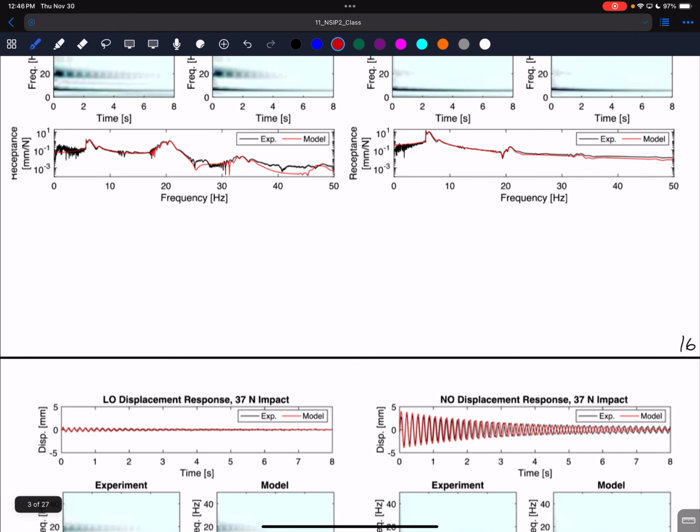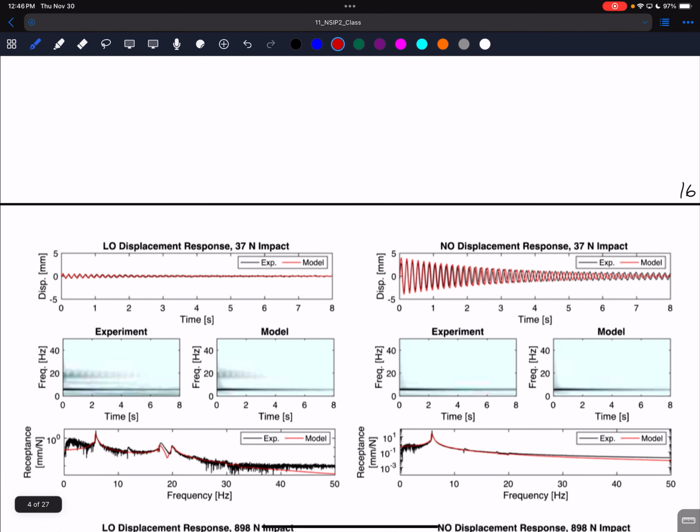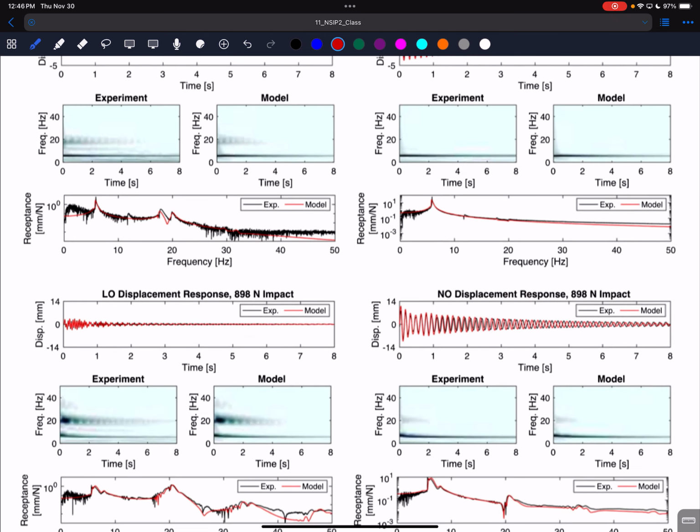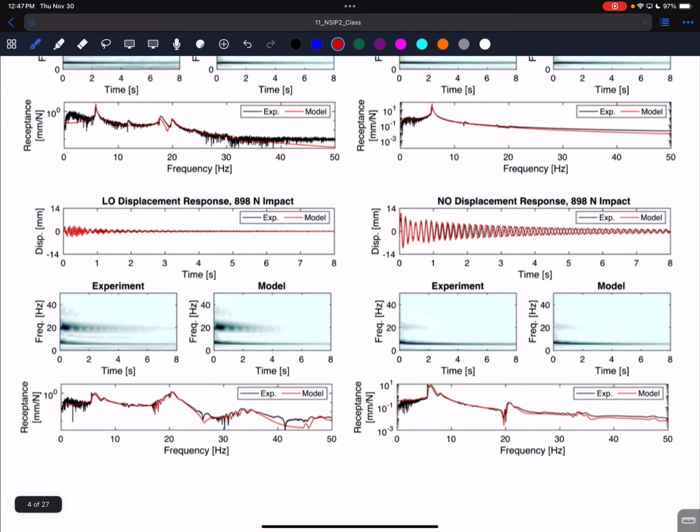Okay. So as always, we want to do a validation with a case that was not used in the identification. And so here is a case where we hit the NO with a force of only 37 newtons, so substantially smaller. And again, you can see that our model does a good job of reproducing the behavior in all three of those domains. And also for a higher force, you can see here, the model does a good job of matching this. There is some deviation, particularly in the NO response here.